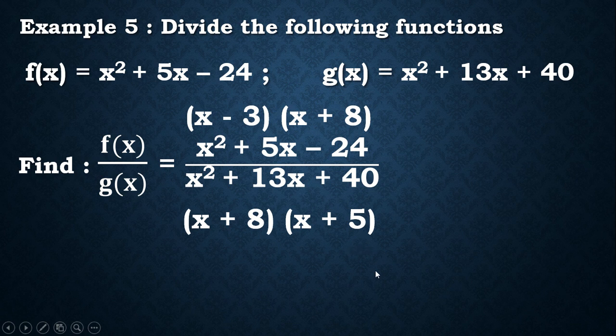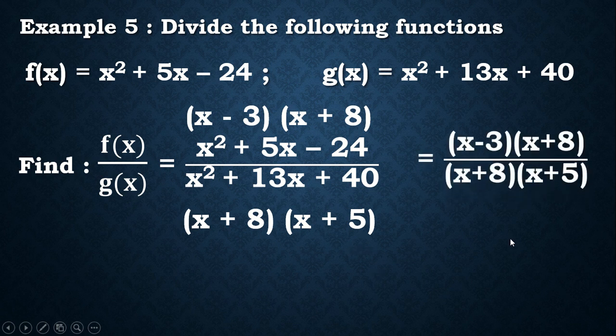After that, we have to cancel the common factor, which is x plus 8. And then we have x minus 3 over x plus 5 for the final answer for example number 5.